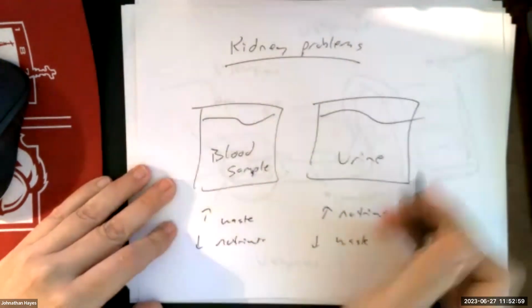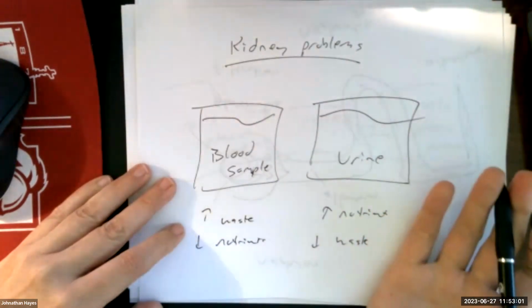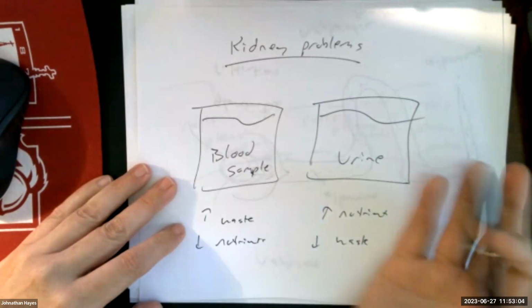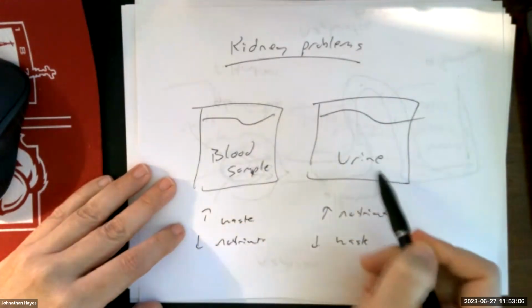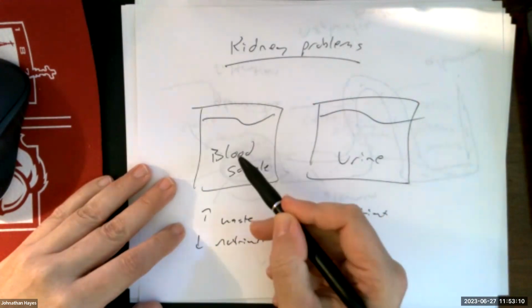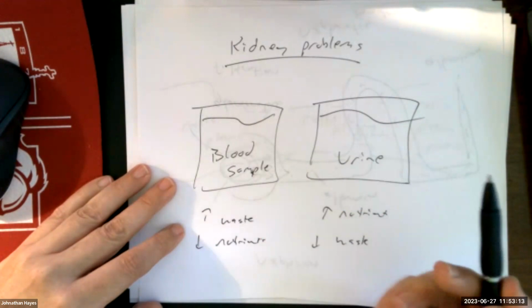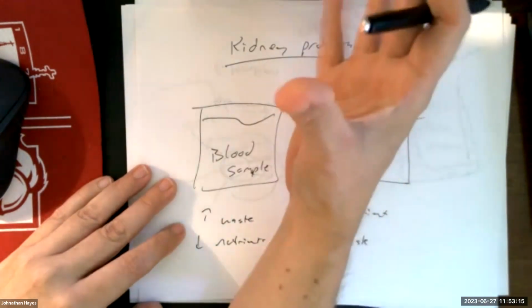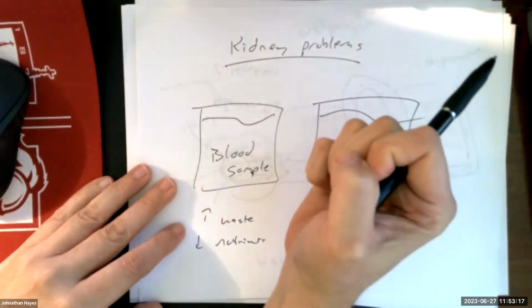So if you have kidney problems, one of the main jobs of the kidneys is to remove chemical waste. So if the kidneys are not functioning very well, then I'm not going to see as much waste in the urine. It's going to get stuck in the blood. So we see increased waste concentrations in the blood, decreased waste in the urine. But another thing that the kidney should do is they should conserve certain things, right?